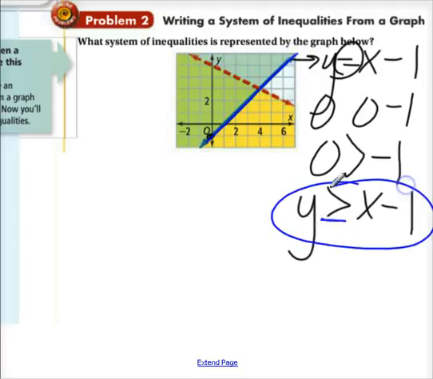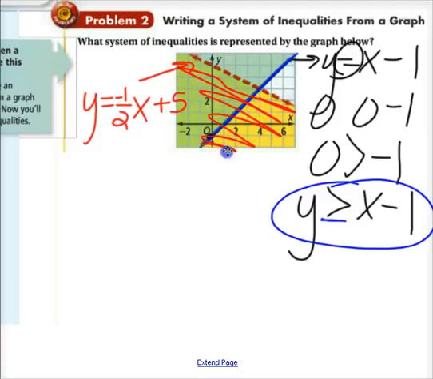So there is one of my inequalities in my system. Now we're going to look at the red line. y equals y-intercept of positive 5 and a slope of down 1 over 2, negative a half x. All right, so they shaded, that was a dotted line, so it's a less than or greater than sign. They shaded everything below, hence the yellow.